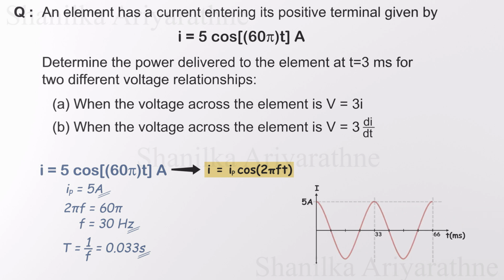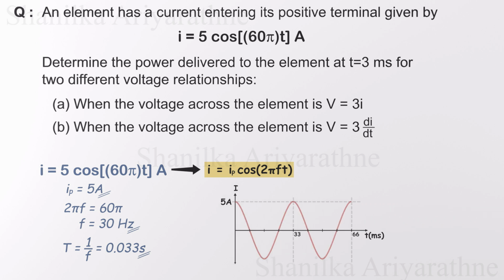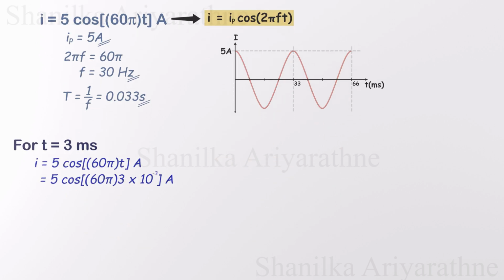This gives us a complete picture of the current waveform, and that's essential for understanding how it behaves in any AC circuit. The current is defined by a cosine function, so we can easily plug in the time to find its value at that instant. At t equals 3 milliseconds, the current works out to about 4.22 amps. Since the peak value is 5 amps, this makes sense. It's just slightly below the maximum.